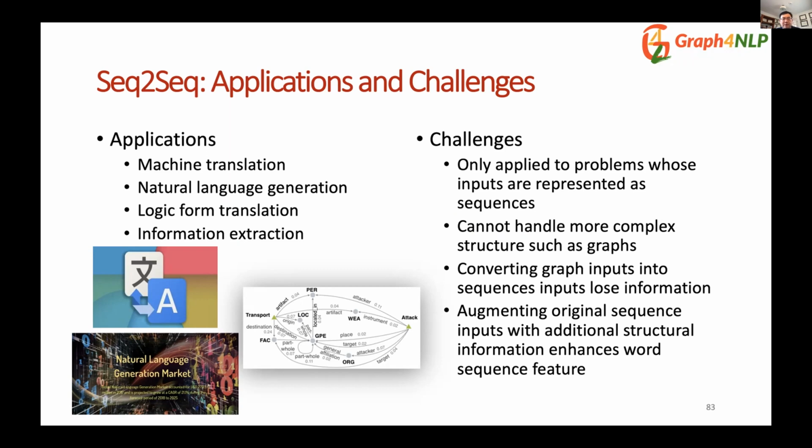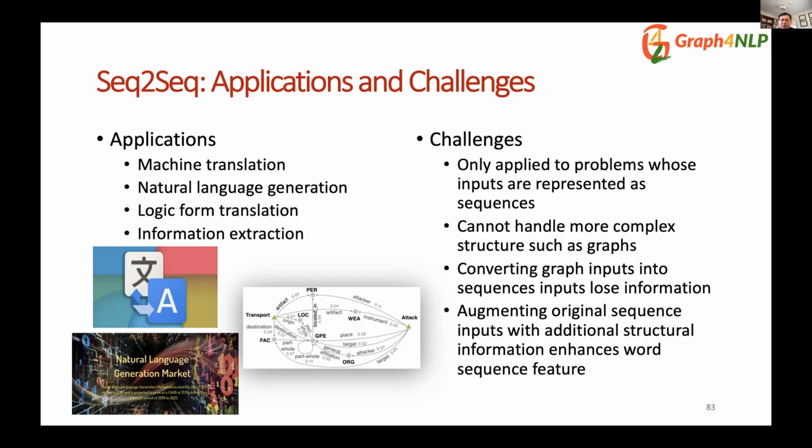So what kind of applications do we typically use it for? It started from machine translation, but people later found that it's very useful for any kind of generation task. Therefore, people have been using it, for example, for natural language generation, logic form translation, and information extraction. The challenge here is that the sequence model is only suitable for tasks where your input is represented as a sequence. But as we mentioned here, the sequence input can easily be transformed into a graph input, which may contain much more information.